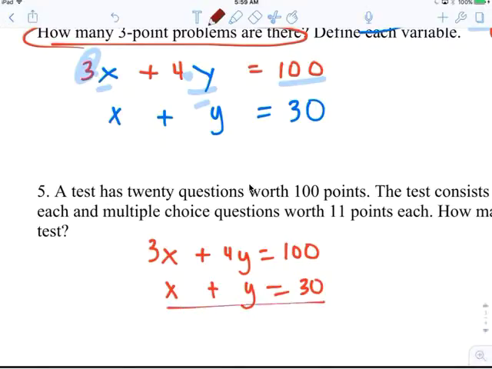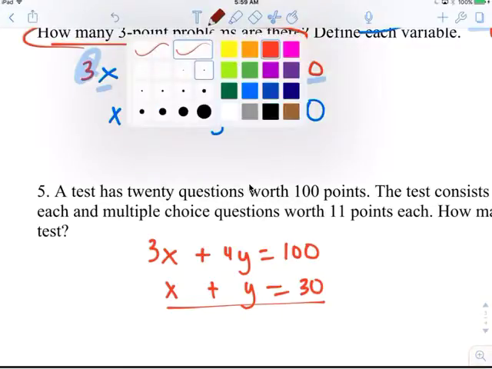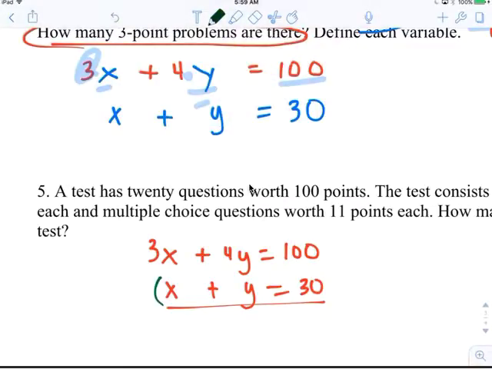Now, it doesn't matter which you eliminate, x or y, it's your choice. But in this case, we have to multiply all of this by a negative. I'm going to multiply by a negative 3 because 3 is smaller than 4 and it's typically easier to work with smaller numbers.